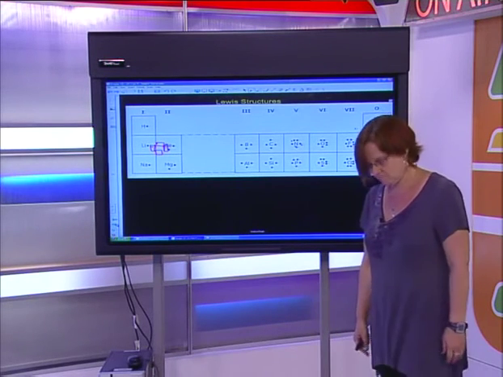Cool. Yep. Guys, the questions are coming thick and fast, and I'm loving it. Santiago wants to know, can electrons in the form of dots be placed anywhere around the symbol? No, they've got to go in pairs.